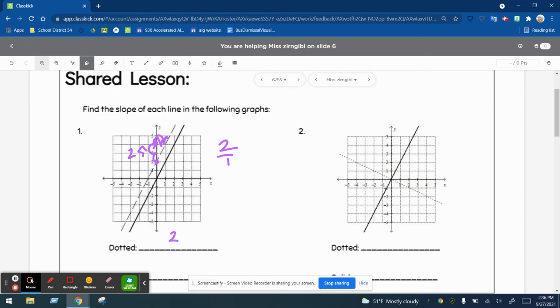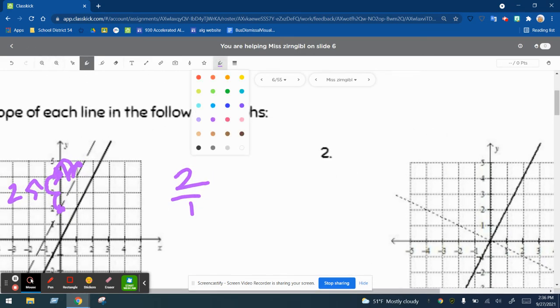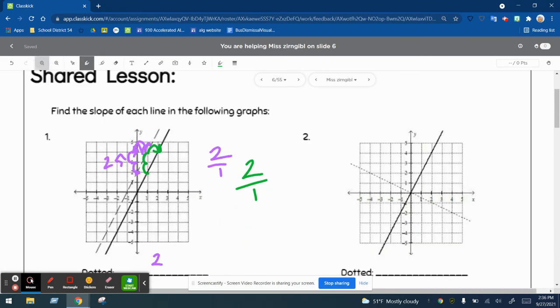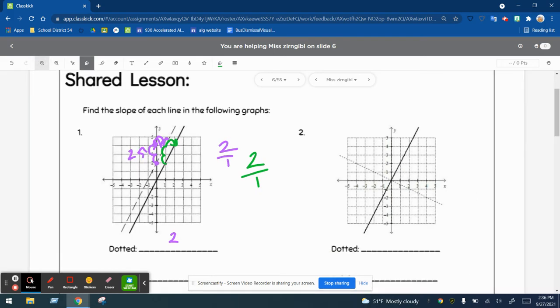And let's go ahead and zoom in and look at the solid line. I'll do that in a different color. So let's say I'm right here. I go up 1, 2, and I go over 1. So that one's also 2 over 1, okay? So my dotted line is also 2. Oh, that does not look like a 2 there.